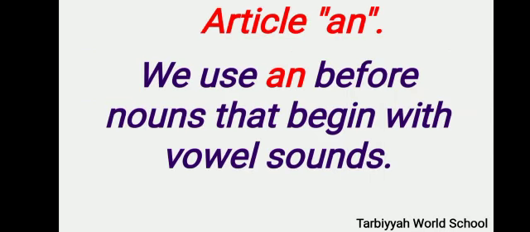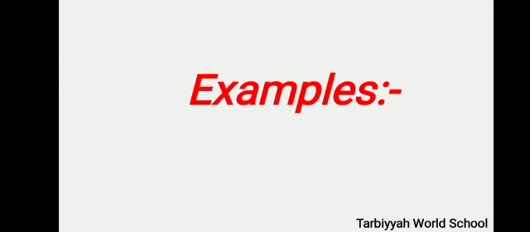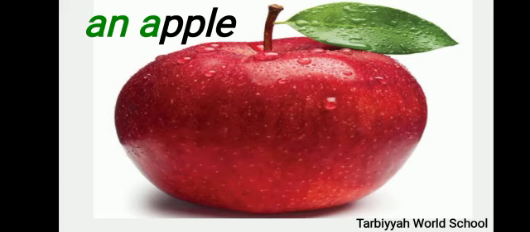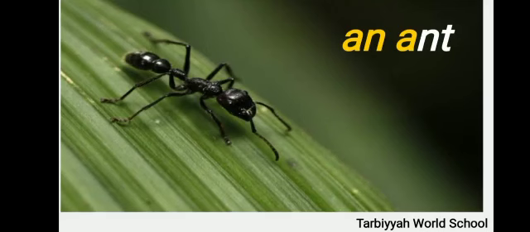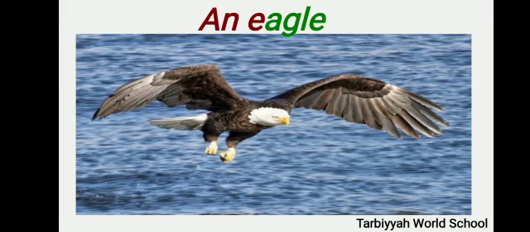Now see article an. Where do we use article an? We use an before nouns that begin with a vowel sound. For example, an apple, an aunt, an eagle.